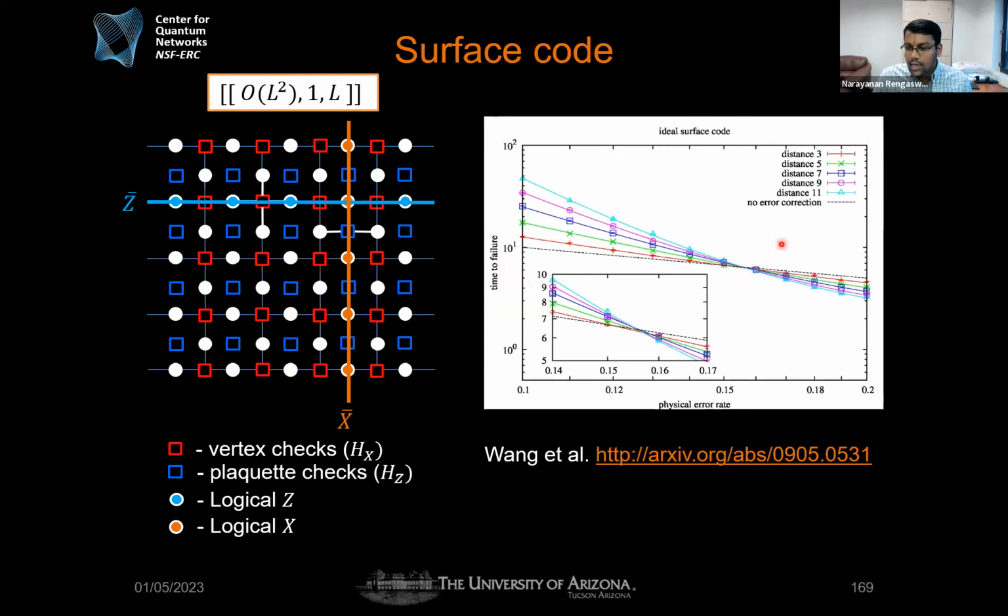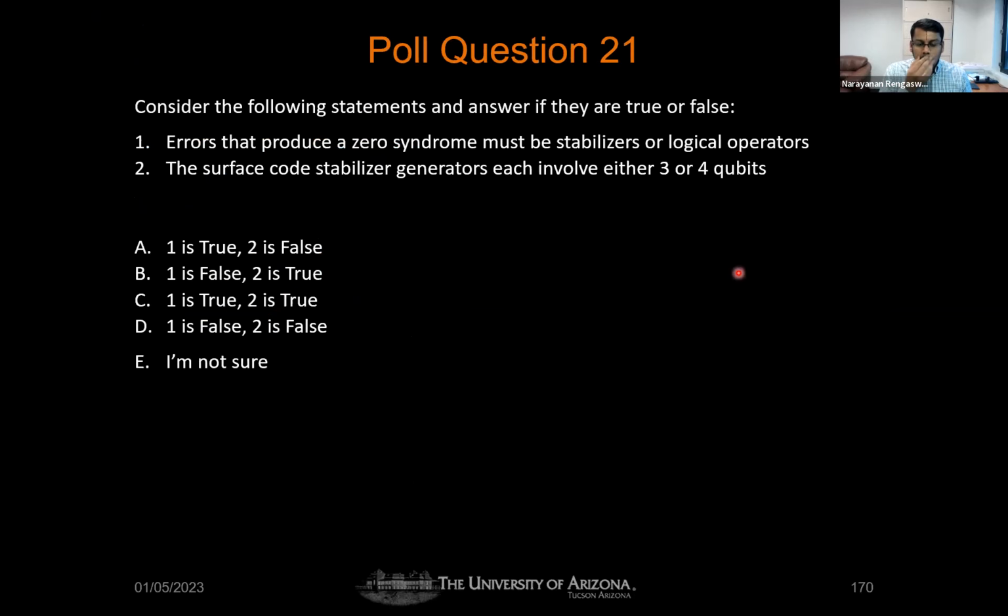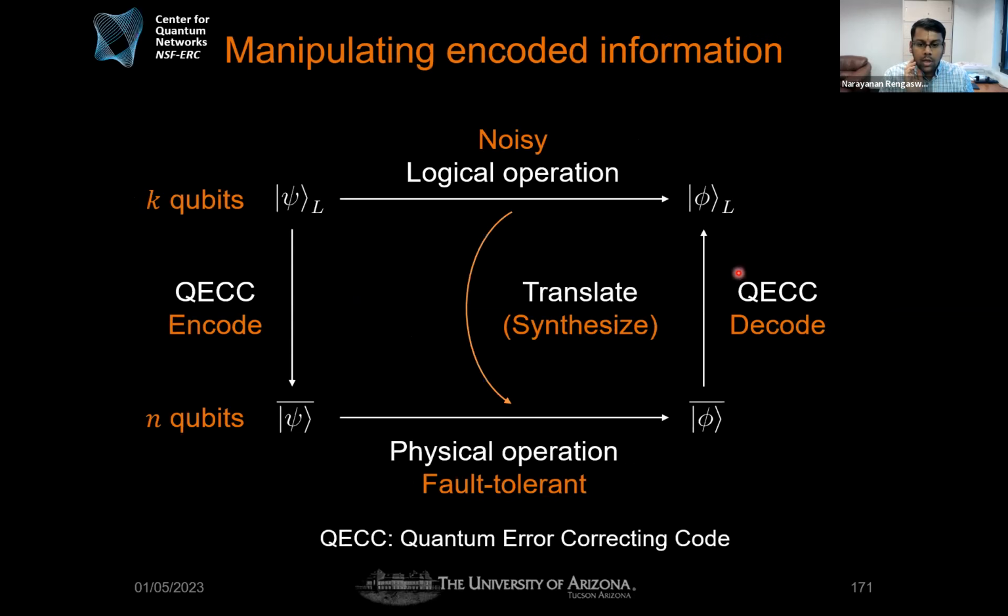The important thing is that as you increase the size of the lattice, the distance increases, and you get a threshold, meaning that if the physical error rate is less than the threshold, then you can make the time to failure arbitrarily large, meaning that the code survives arbitrarily long. Whereas on the other side of the threshold, the code becomes worse and worse as you increase the size. This is the phenomenon of a threshold, and getting a high threshold is very important, and that's something that error correction people actively work on. I will also skip this poll question in the interest of time.